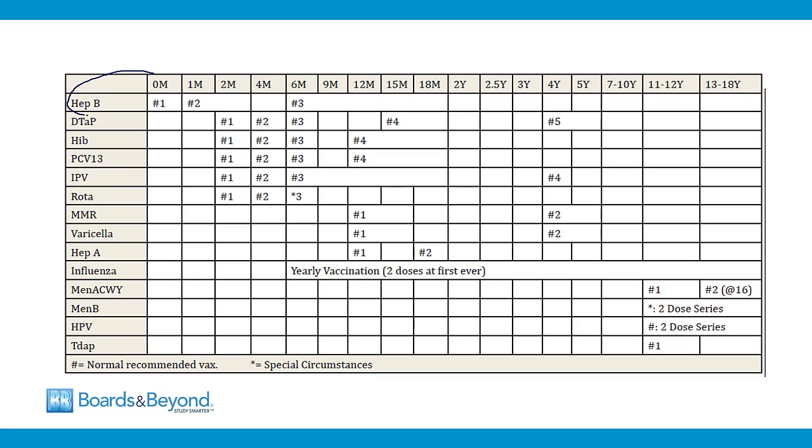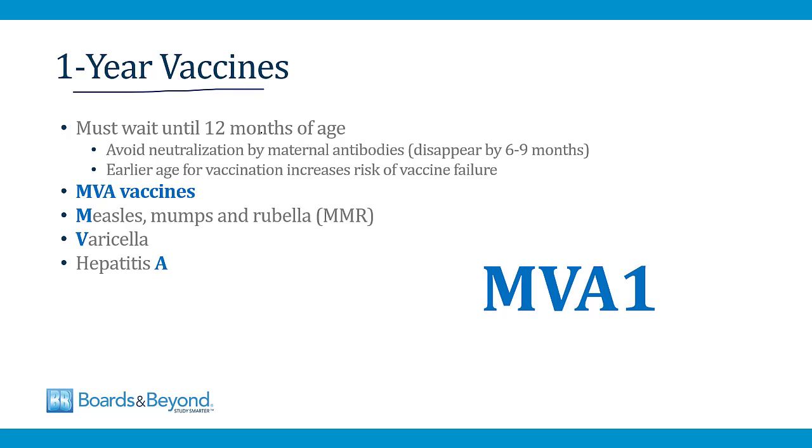Now we've talked about hepatitis B, the only vaccine given at birth. Now we're going to talk about these 3 vaccines, which are all given for the first time at 12 months of age, or a year old. For all the 1-year vaccines, you have to wait until 12 months of age in order to avoid having the vaccine become neutralized by maternal antibodies.